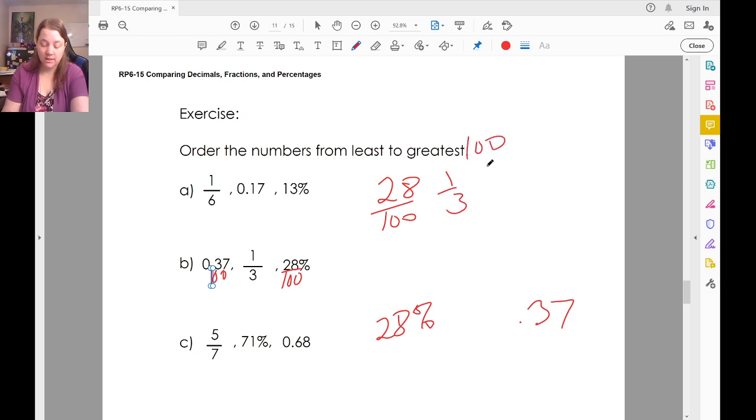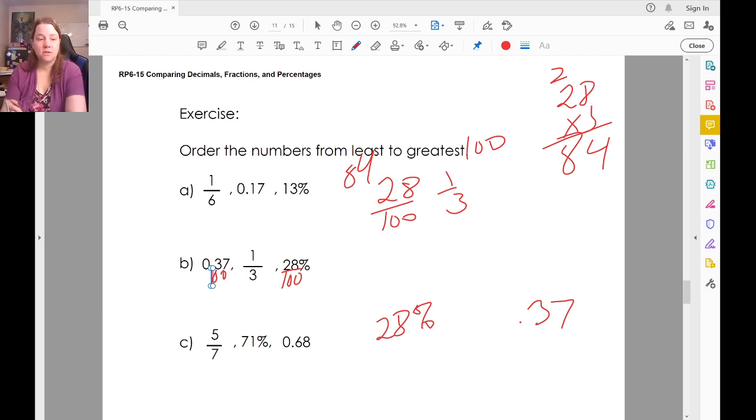I get 100 on this side. 3 times 28. 28 times 3. 3 times 8 is 24. 3 times 2 is 6, plus 2 is 8. That's going to be 84, which means that 1/3 is bigger than 28%.